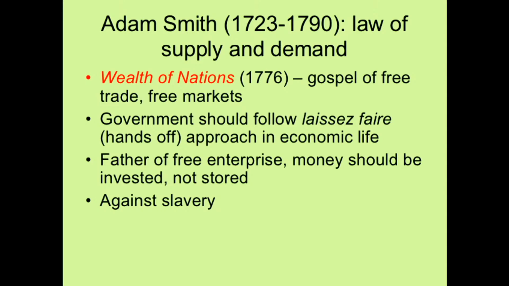Okay. So let's follow the simple principle, which he labeled by the French word laissez-faire, hands off. That should be our approach in economic life. So Adam Smith is considered a father of free enterprise. And his book, The Wealth of Nations, is considered the gospel of free trade, free market. So let's have free market. And the government should not interfere in the free market. Okay, that's the law of the land. That's what natural law should be.